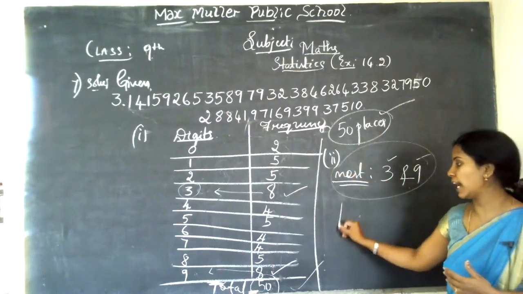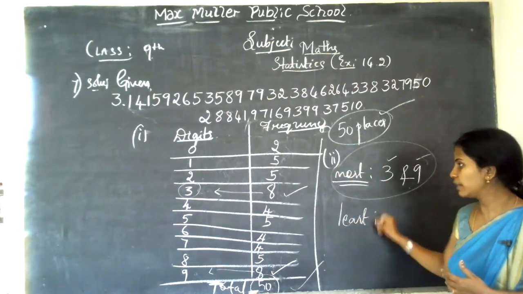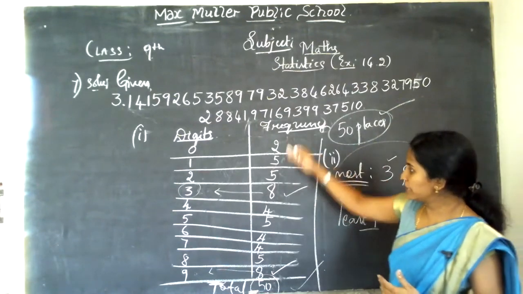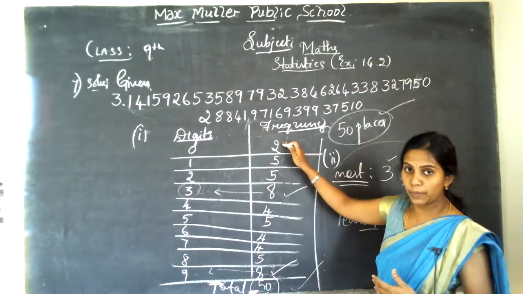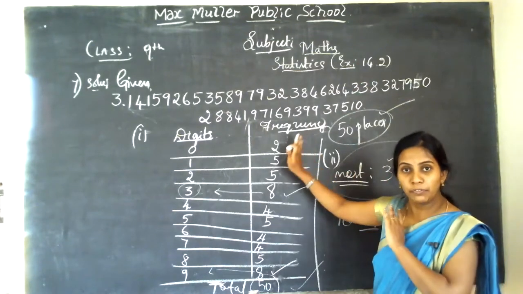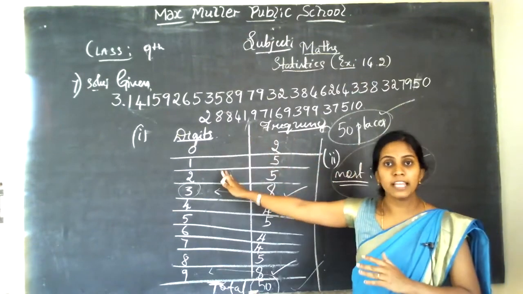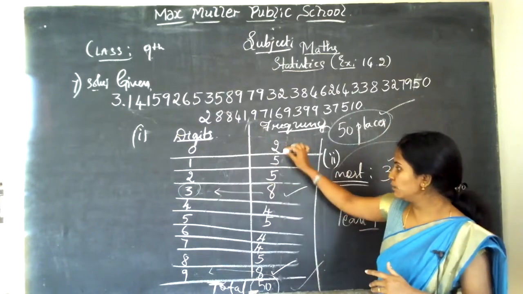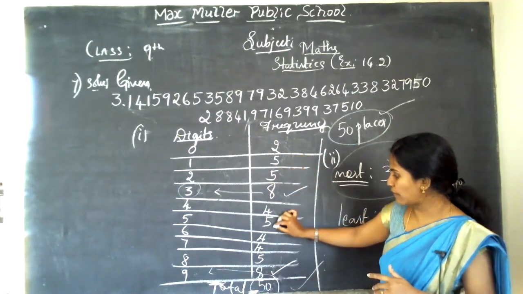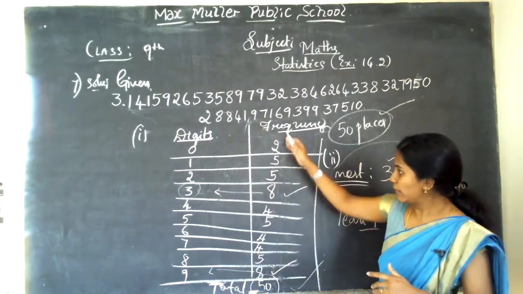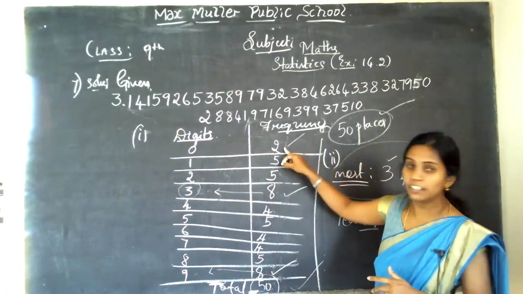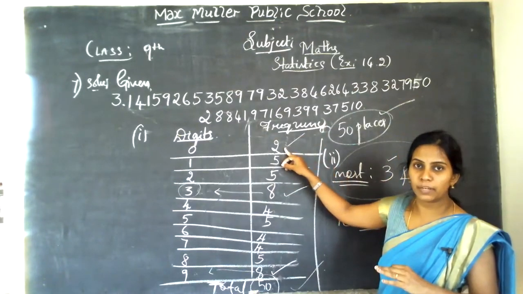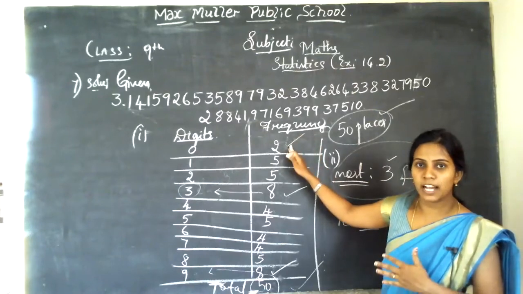Similarly, we have to write the least, isn't it? When you observe from the beginning of the data, observe the frequency. With respect to frequency, you have to choose the digits. So 2, 5, 5, 8, 4, 5, 4, 4, 5, 8. When you observe, this is the list, isn't it? 2 is the least frequency. So that frequency occurred the least number of times.